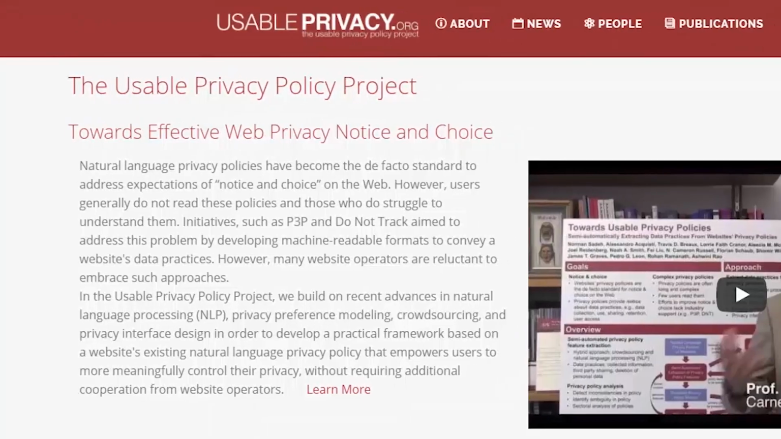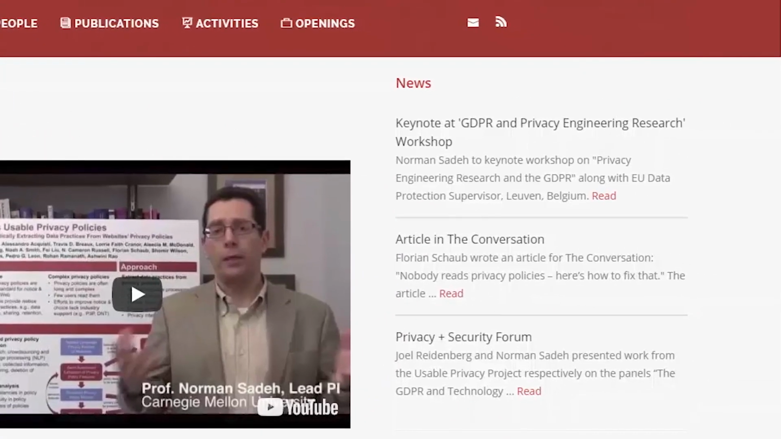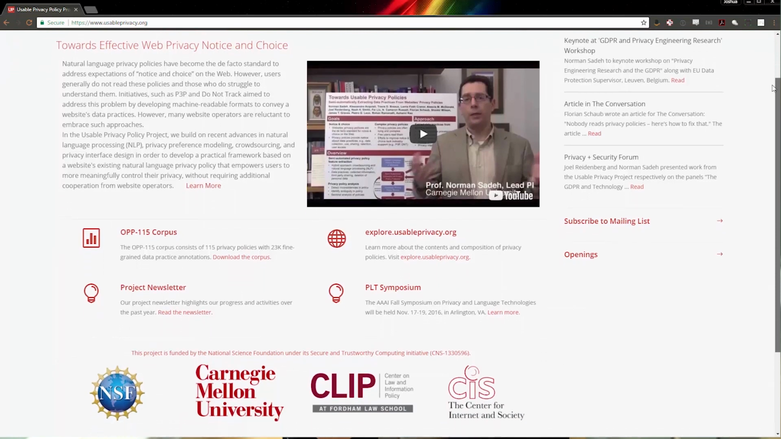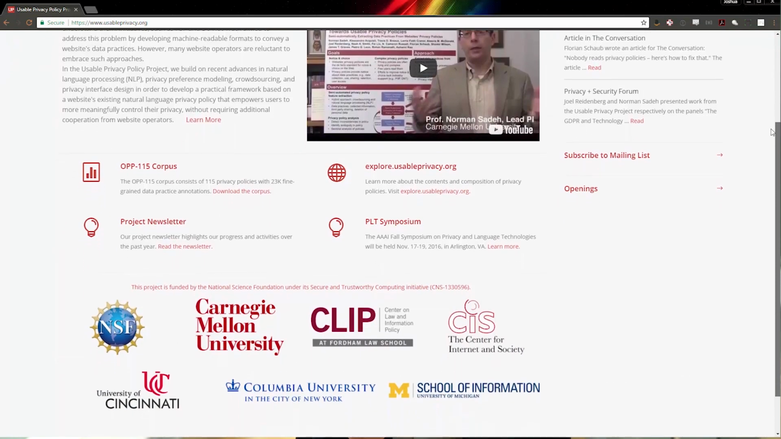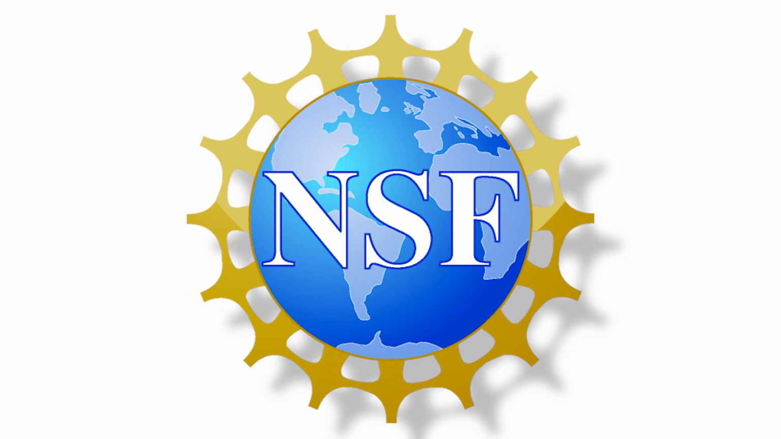The Usable Privacy Policy Project aims to extract information from privacy policies and make it available in more usable formats to consumers, developers, regulators, and more. This project, which started in fall 2013, is funded under a large frontier grant by the National Science Foundation.